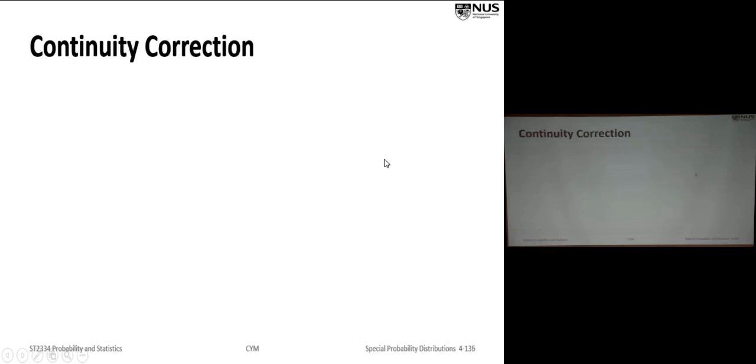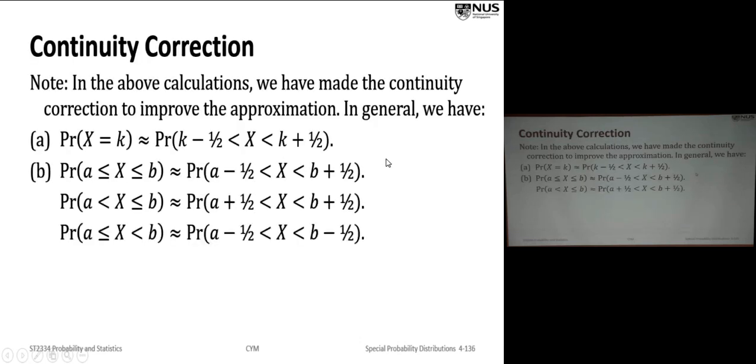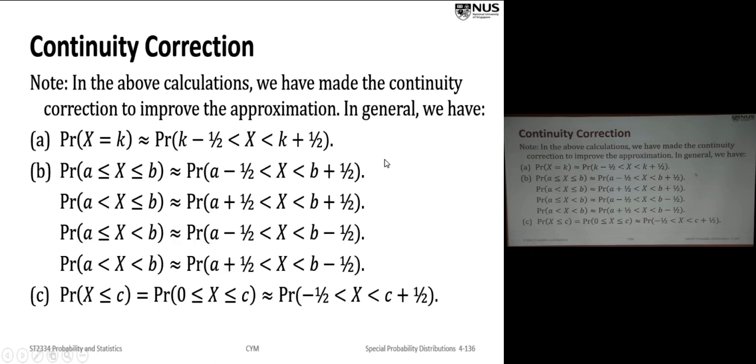Okay, here's a bunch. Continuity correction. Very complicated. But if you understand the principle, it's not that hard. First of all, remember, x are discrete.